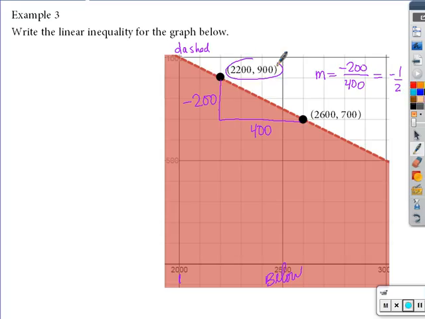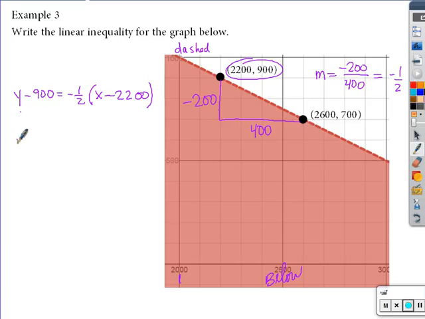Okay, so I'm going to have to use point-slope. So I'll choose this point. I'm going to just write an equation first and then worry about this symbol. So my equation would say y minus 900 equals -1/2 times x minus 2200. Okay, now I know it's not equals because it's an inequality, it's shaded below. So the next step here would be to get the y by itself, and then I can just plug in my inequality symbol that I already know.